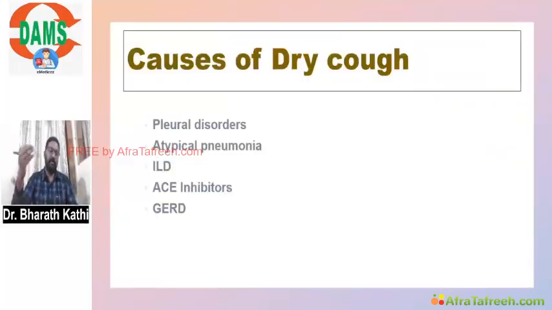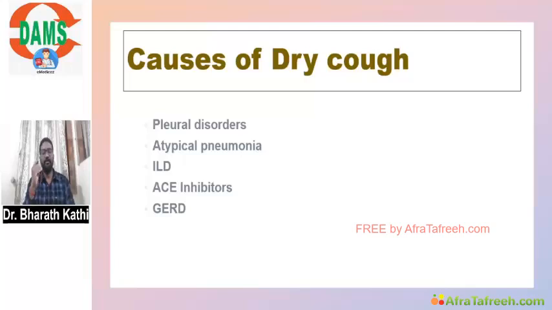Then the examiner will ask you, what are the causes of dry cough? So we know about productive cough. Typical pneumonia will cause productive cough. Bronchiectasis will cause productive cough. Lung abscess will cause productive cough. Then what are the causes of dry cough? Generally pleural effusion is a common cause of dry cough.